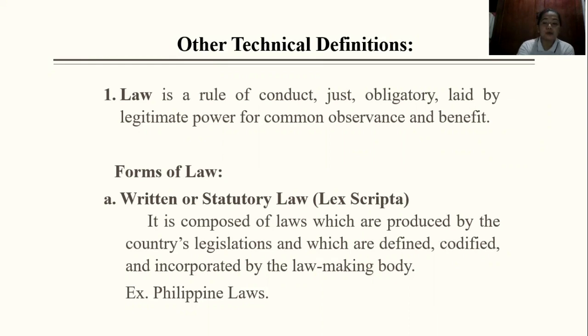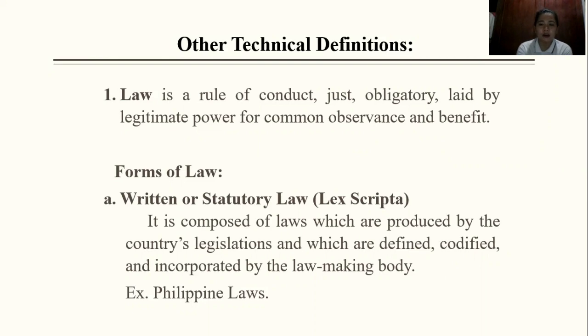And there are also two forms of law. The first one is written or statutory law, or in Latin, lex scripta. Lex scripta, or written or statutory law, is composed of laws which are produced by the country's legislations, which are defined, codified, and incorporated by the lawmaking body. Meaning, written and statutory law are produced, defined, and codified by the lawmaking body, which here in the Philippines is the legislative branch.